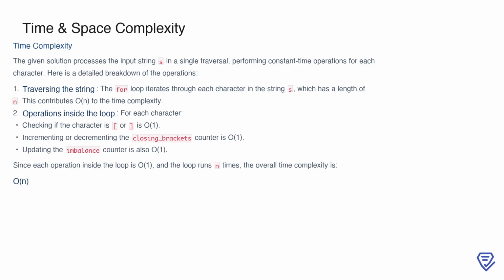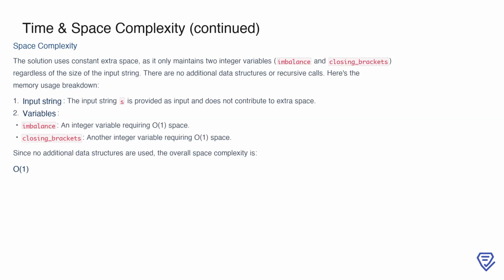Since these O(1) operations are performed for each of the n characters, the overall time complexity of the solution is O(n), making it highly efficient for larger input sizes. Now, let's analyze the space complexity of the solution. The algorithm uses constant extra space, which means the space required does not grow with the size of the input string. Specifically, we only maintain two integer variables, imbalance and closing_brackets. Both of these variables require O(1) space each.